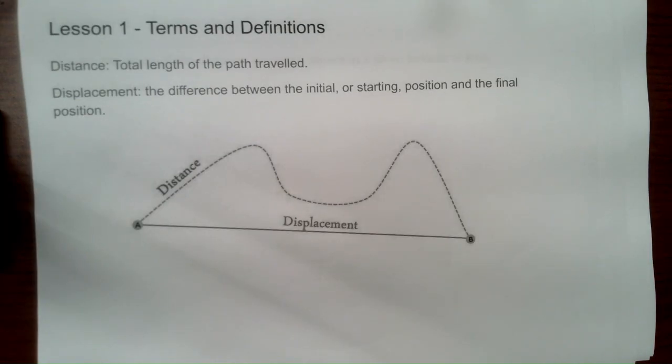So, next thing we're going to talk about is distance versus displacement. Distance is the total length of the path traveled. Displacement is the difference between the initial or starting position and the final position.